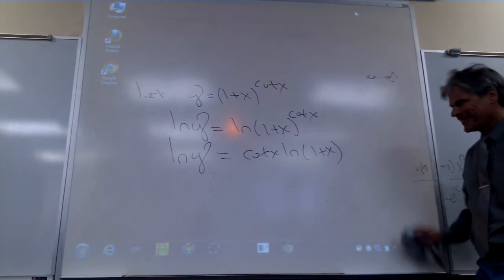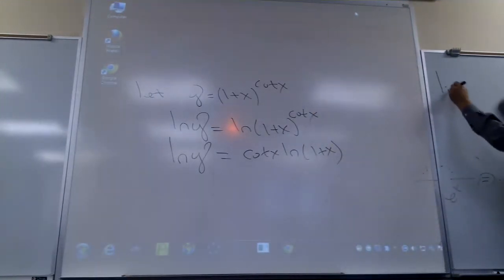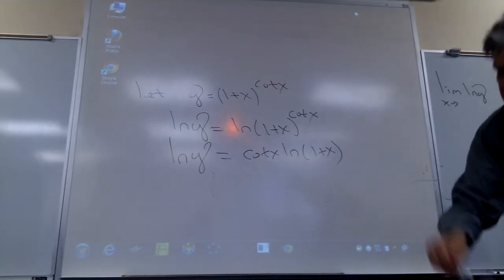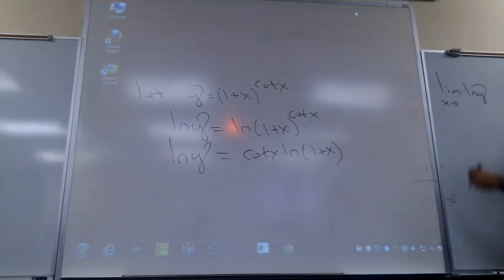And so now, if I take the limit of the left-hand side, that is to say, the limit of the natural log of y, as x approaches 0 from the right-hand side, I think this is the limit, as x approaches 0 from the right-hand side, of the product of the cotangent of x with the natural log of 1 plus x.